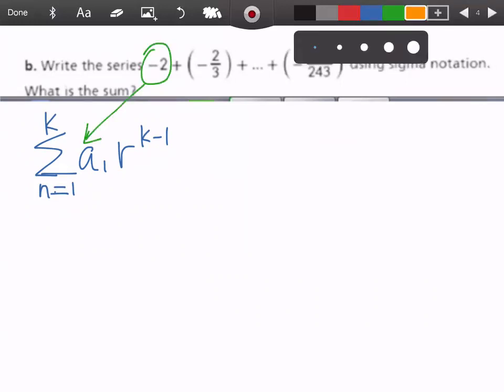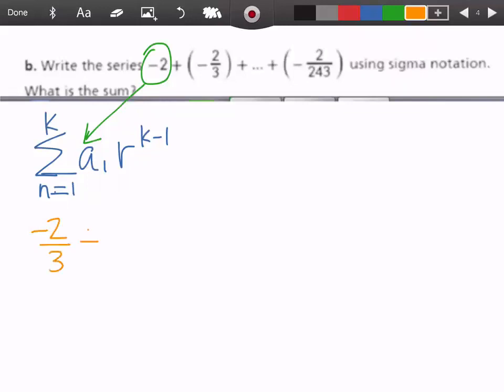We need to know what the common ratio is. And just like with the sequence, we can take the second term and divide it by the first term. So if we do that, we get our ratio to equal 1/3. So that's going to equal r.